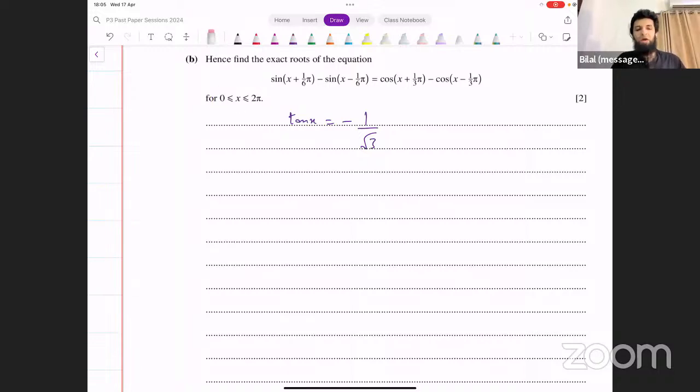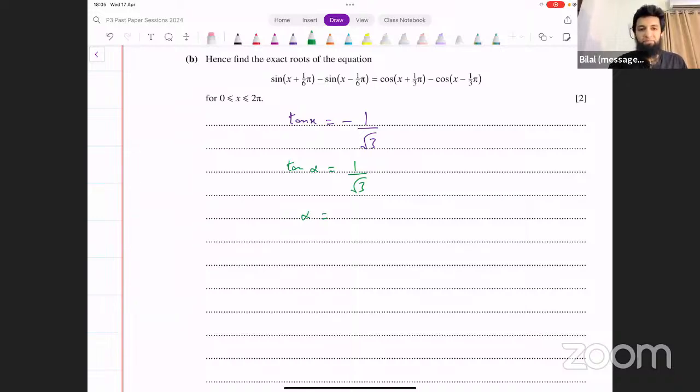inside this interval. Now, how do you do that? You find the basic angle first of all. You could say tan of alpha, so replace x with alpha. On the right side, you make the number positive, so it becomes 1 over under root 3. Take the inverse of this, tan inverse of 1 over under root 3. What do you get from that? Make sure your calculator is in radian mode.